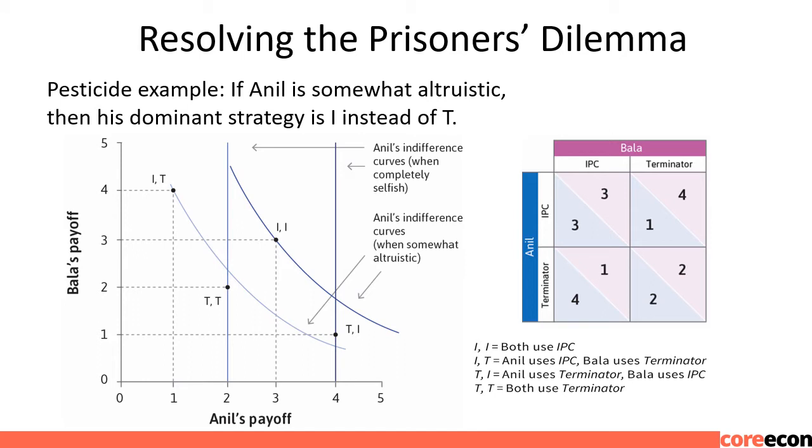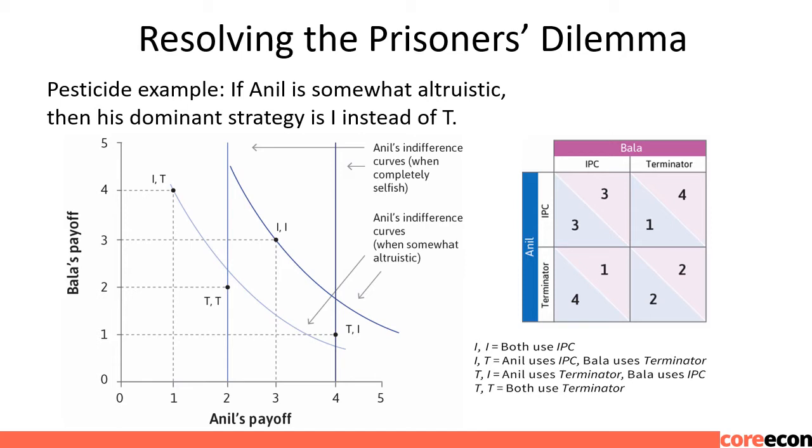Resolving the prisoner's dilemma. Pesticide example. If Anil is somewhat altruistic, then his dominant strategy is I instead of T. The two axes in the figure represent Anil and Bala's payoffs. The 4 points are the feasible outcomes associated to the strategies.